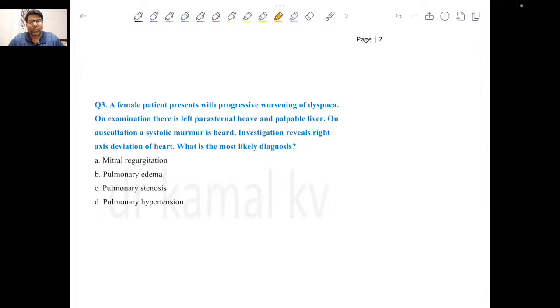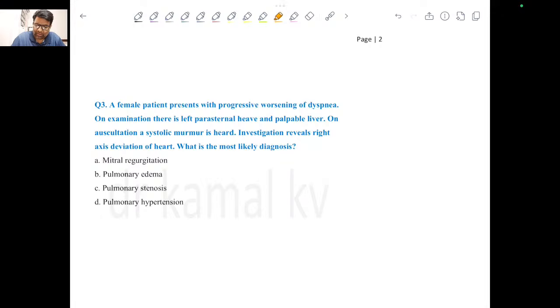A female patient presents with progressive worsening of dyspnea. On examination, there is a left parasternal heave and palpable liver. On auscultation, a systolic murmur is heard. Investigation reveals right axis deviation of heart. What is the most likely diagnosis?